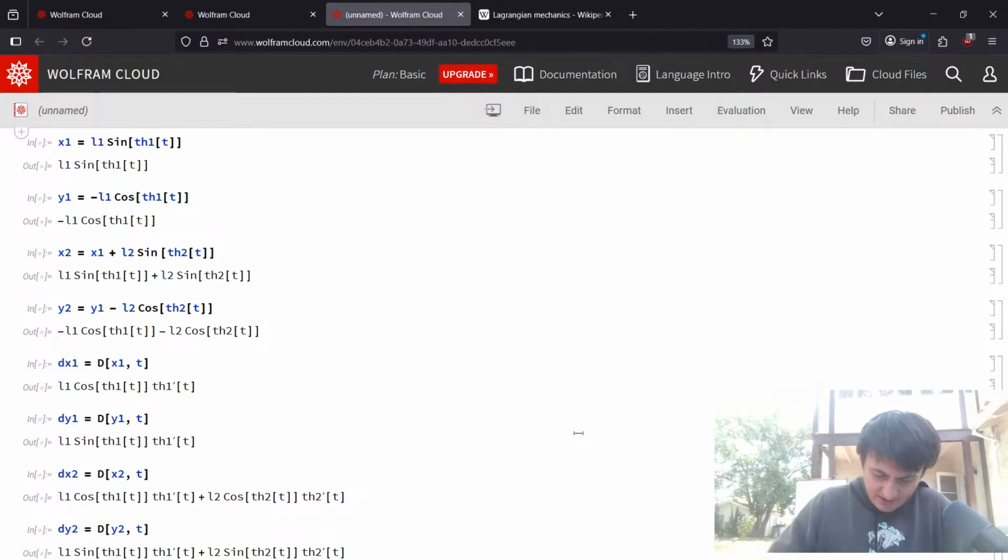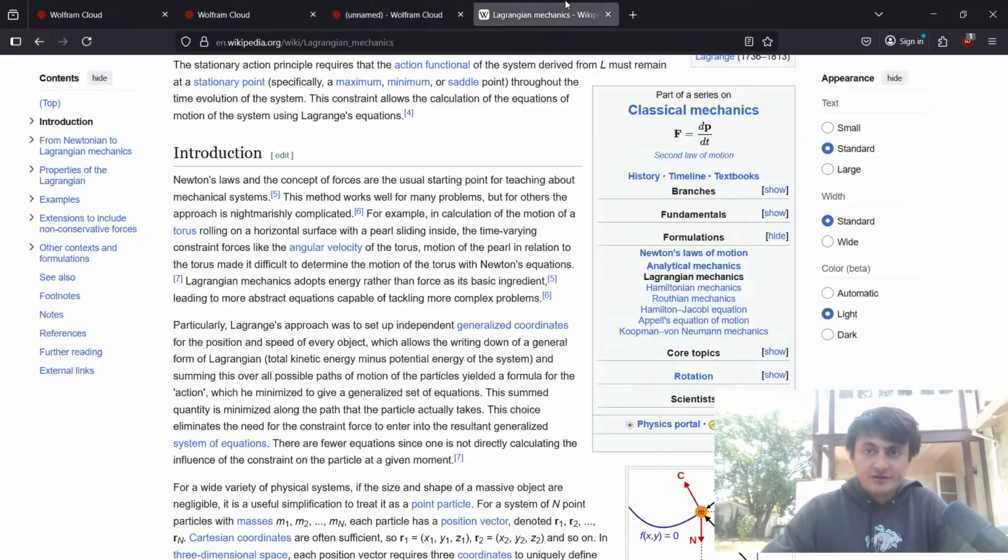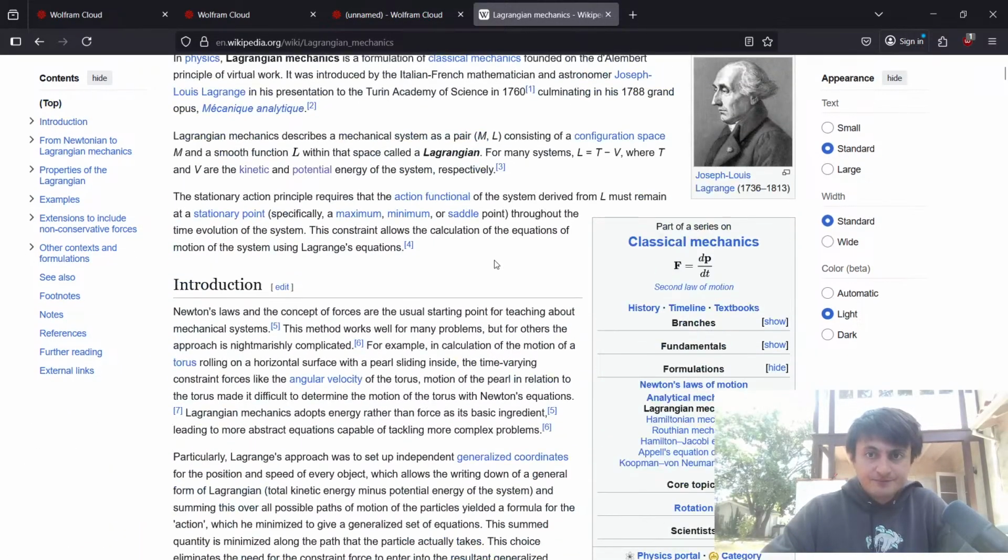We have 2 point masses, and we need to figure out which each have their own length, and each point mass has its own mass. Now, to determine the Lagrangian, which is determined by the kinetic energy minus the potential energy.